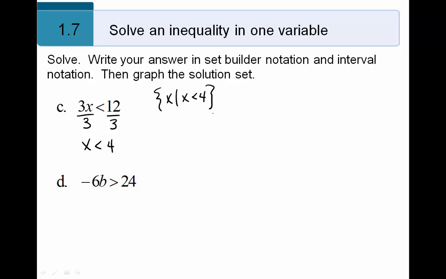In interval notation, our solution set starts at positive 4. 4 itself is not a part of the set because 4 is not less than 4, so we'll use a parenthesis at 4, which indicates that 4 is not part of the solution set. Since we're looking for numbers less than 4, that would extend to the left all the way into negative infinity, and so negative infinity would be our other boundary.